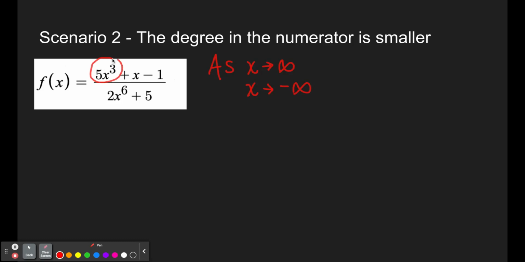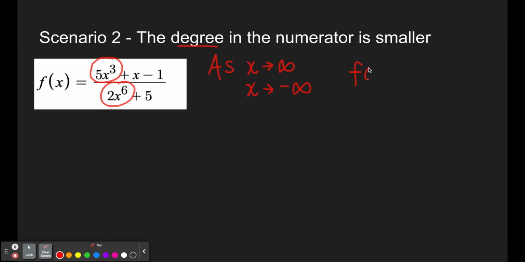So that's 5x cubed. As x gets closer to infinity, the adding x and subtracting 1 become almost irrelevant. In the denominator, we have 2x to the 6th as the term with the largest effect. If you're thinking about degree, the degree in the numerator is 3, the largest exponent. The degree in the denominator is 6, largest exponent.